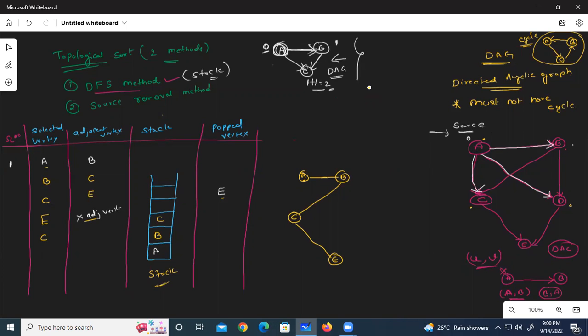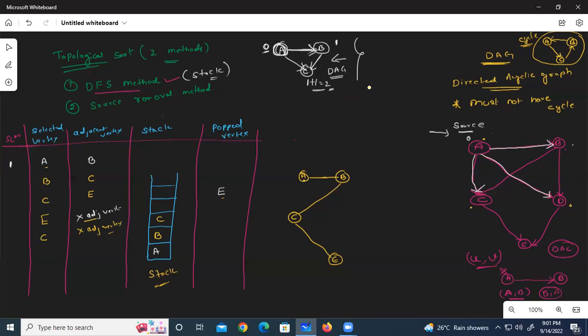Okay. Again, go to C and check it. So what are the adjacents you have for C? Are there any adjacents? No adjacent, nothing is there. For C, are any adjacents there? Nothing is there. So that is the reason I say that here the adjacent vertex is not there.